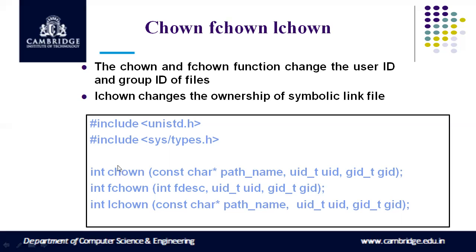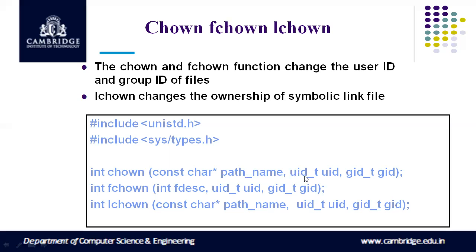The return type of chown is int because on success, it returns 0, otherwise -1. If the ownership is successfully changed, then it returns 0, otherwise -1. To change the ownership of any file, chown requires 3 arguments. The first argument is path name, where you have to mention the path name of your file.